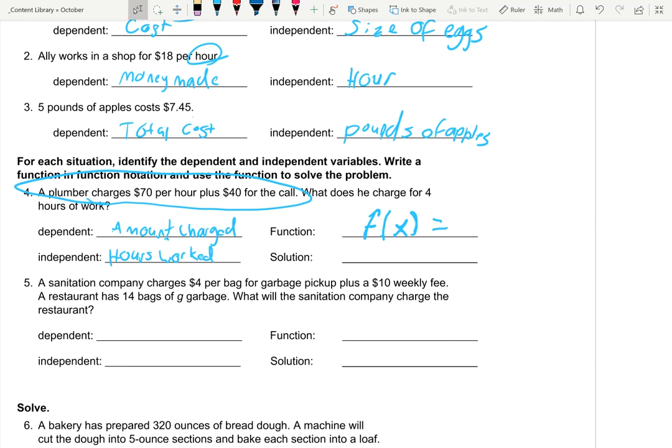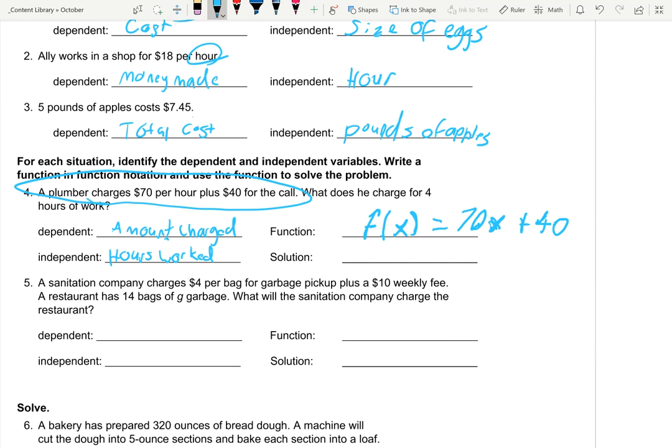F of x equals, now he charges $70 per hour plus $40 for the call. So x represents the number of hours, right? So 70 times x, $70 per hour, plus the $40 for the call. So plus 40. Again, the pen's not working properly here, so it's a little laggy, and it makes it tough, but there it is. Okay, 70x plus 40. A plumber charges $70 per hour, that's 70 times x plus the $40 for the call.